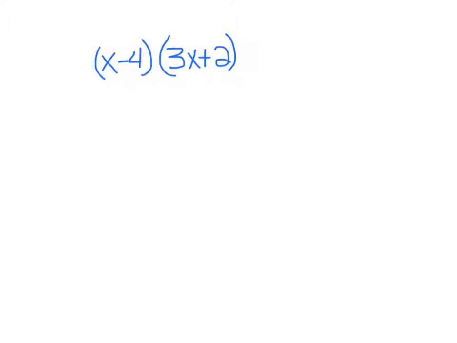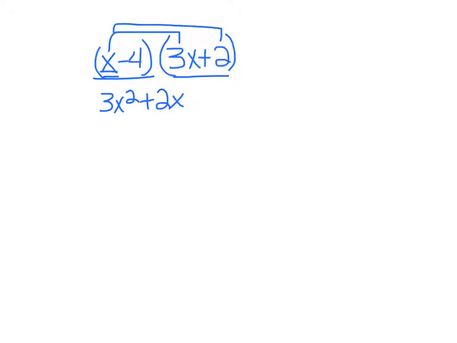This is an example of a binomial times a binomial. X minus 4 is a binomial. 3x plus 2 is a binomial. You do the same thing. We need to distribute. So we're going to take the first term in the first binomial and distribute it to each of the terms in the second binomial. So you have x times 3x, which is 3x squared. Then you have x times 2, which is plus 2x. Okay, so we have taken the x and we have distributed it to both terms.